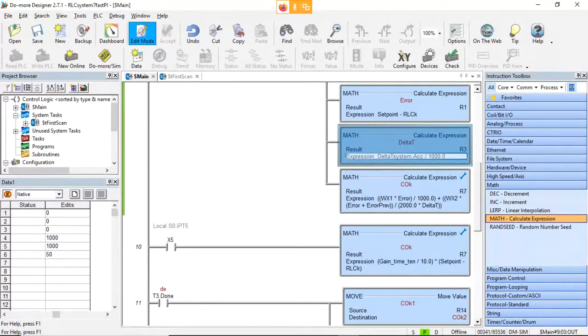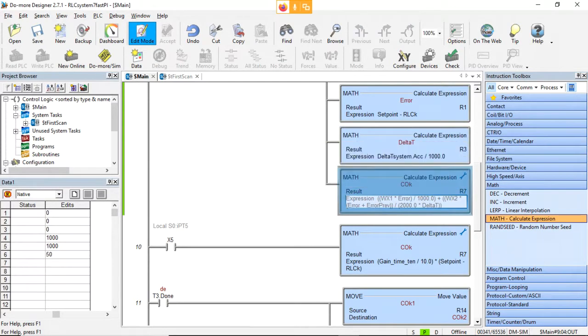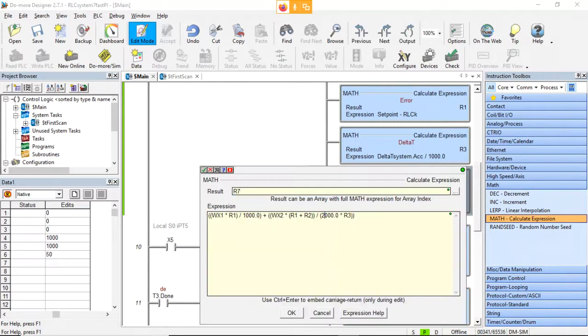What I'm doing here is taking delta t. So we've got delta t times the accumulator, divided by 1,000, because the accumulator is going to be like 500 or whatever. So I've got to divide it. And then here is my control expression.